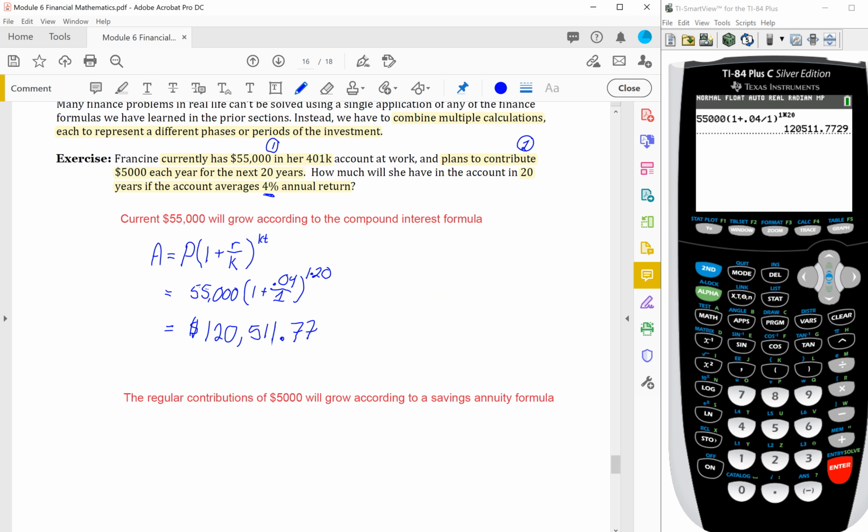So for the savings annuity problem, you want to remember your savings annuity formula. So your savings annuity formula, remember, looks like A equals D, which was the amount of your regular contribution, times 1 plus your interest rate written as a decimal divided by K, the number of compounding periods per year you have, raised to the KT, minus 1, all divided by R over K.